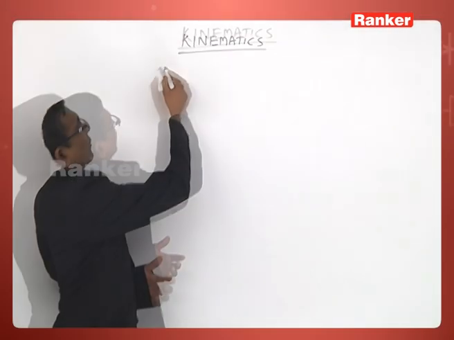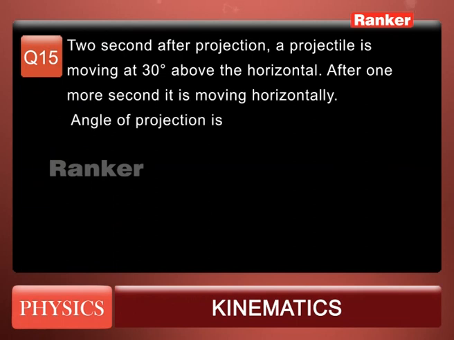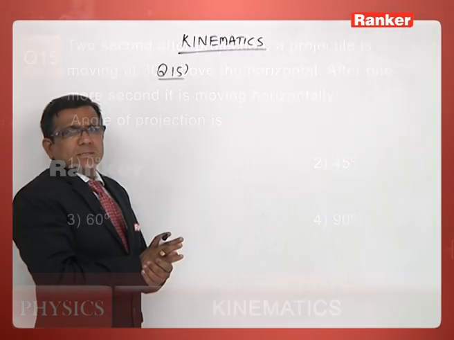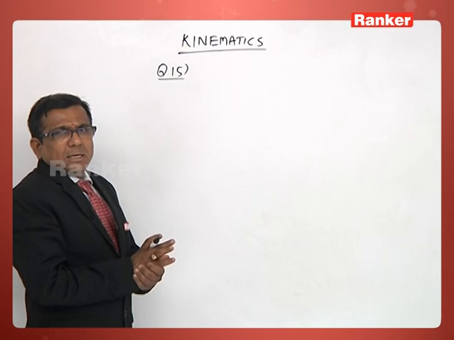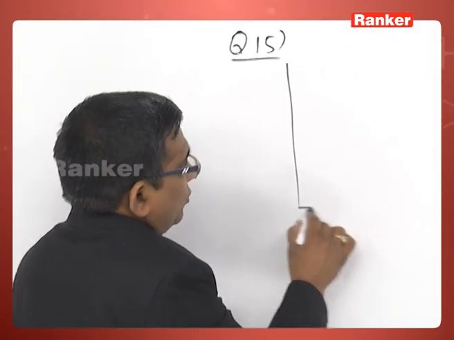Now, coming to question number 15. 2 seconds after projection, a projectile is moving at 30 degrees above the horizontal. After 1 more second, it is moving horizontally. Angle of projection you have to calculate. This is also based on a projectile concept. It's a very important model. Let us see how to solve this problem. Let us draw the diagram of two-dimensional motion.